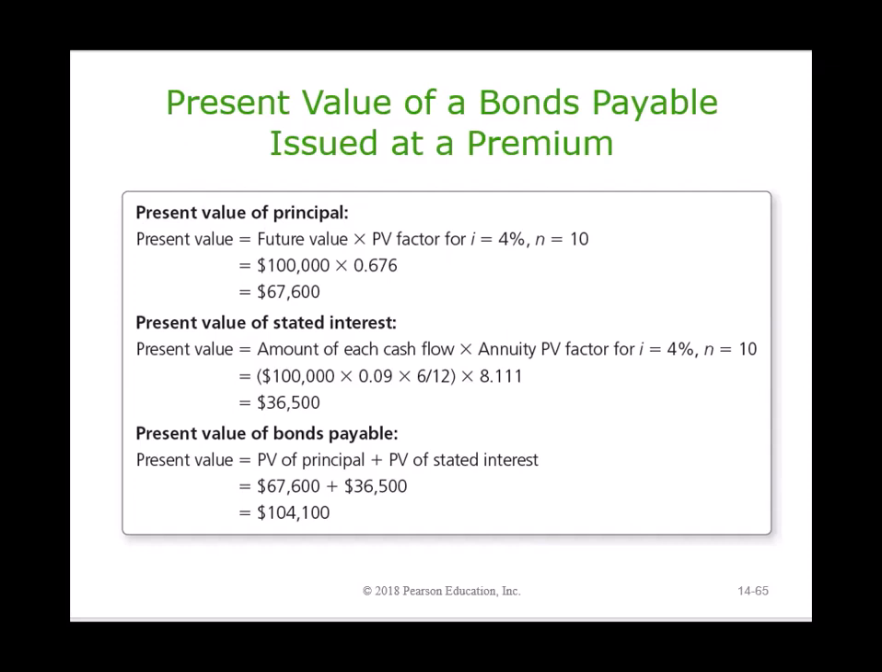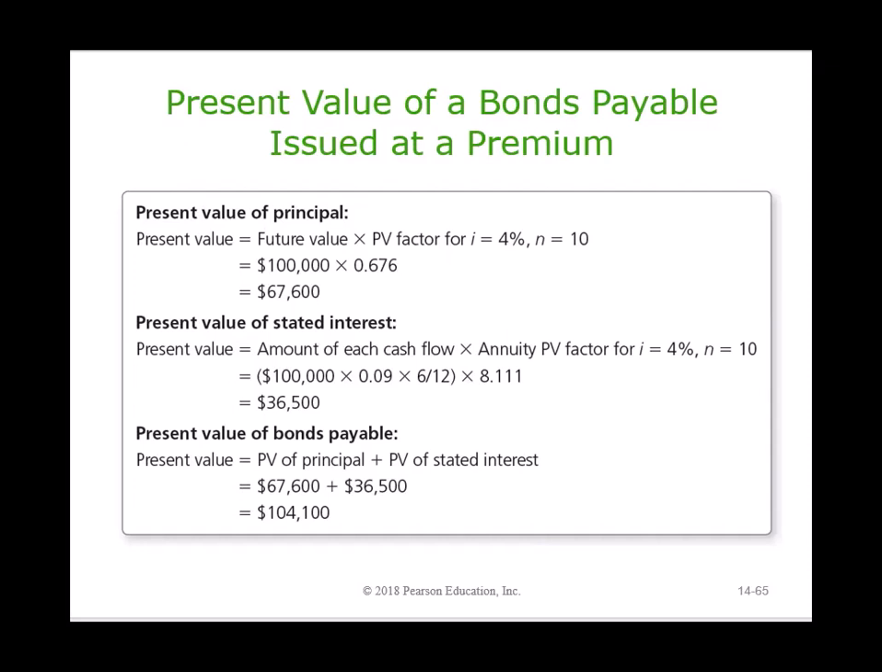When we add together the present value of the principal and the present value of the stated interest, we get $104,100. So we get a little bit more than the face value of the bonds. What this tells us is these bondholders are willing to pay a little bit more for these bonds because they are going to be getting a higher interest payment compared with what the current market rate is.